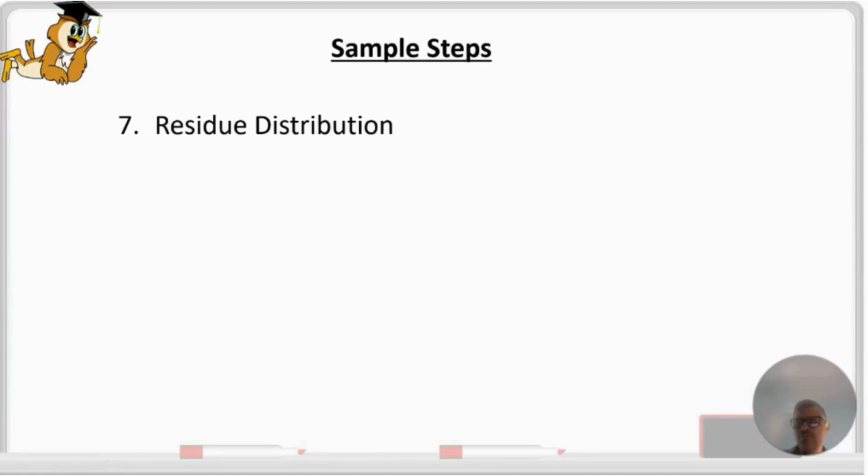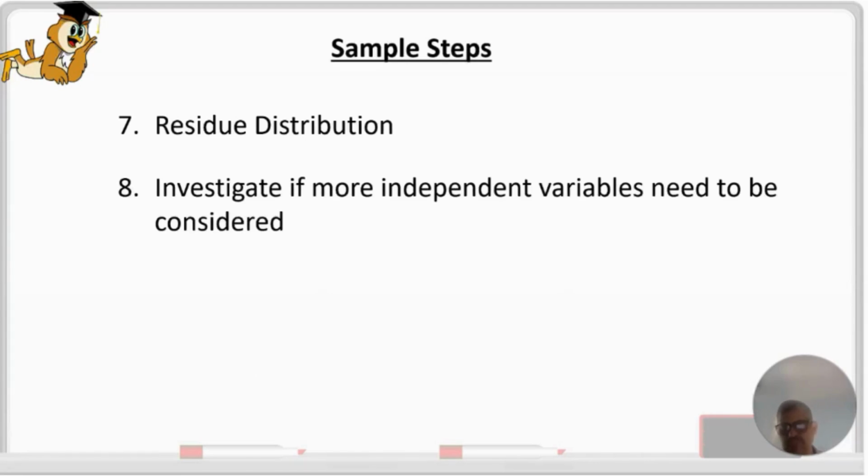The next thing I would probably do is look at my residue distribution. You remember the assumptions we talked about in terms of normality of residue and so on and so forth. So I would look at the residue distribution, see if it is close to normal. If it is not close to normal, I would probably investigate if there are more independent variables that need to be considered. Have I missed out any independent variables that have an impact on the sales of a mobile model? If my residue distribution was not normal, this is something I would definitely investigate.